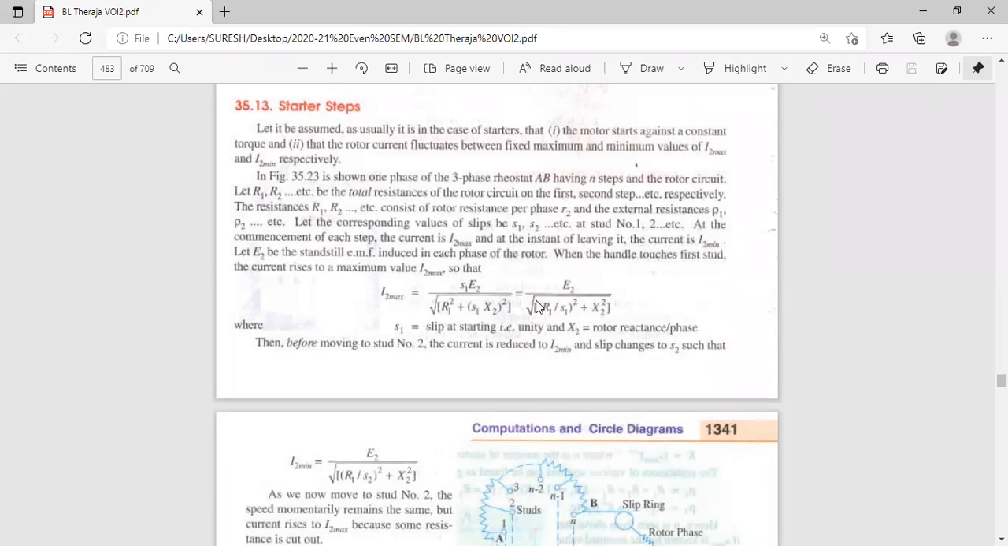Next, write down ER is equal to S into E2: slip times the rotor EMF. E2 means the rotor EMF, so ER is S into E2.